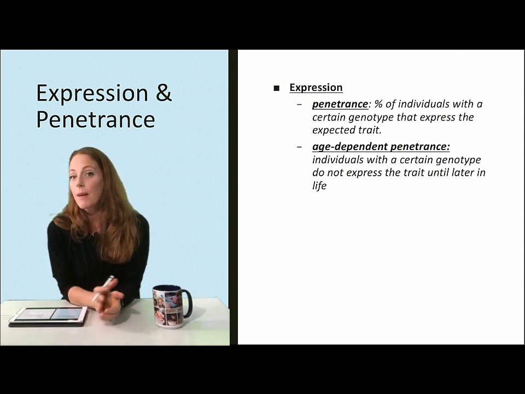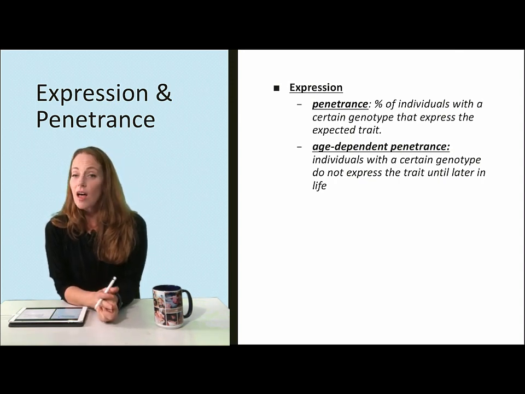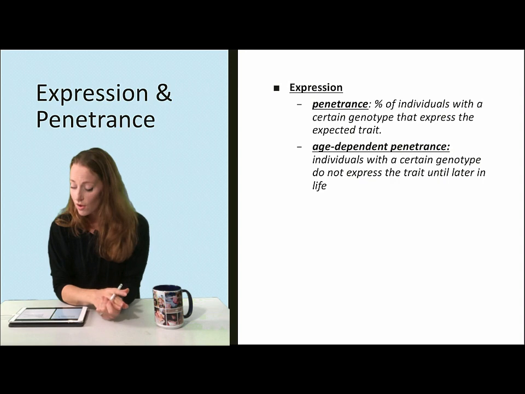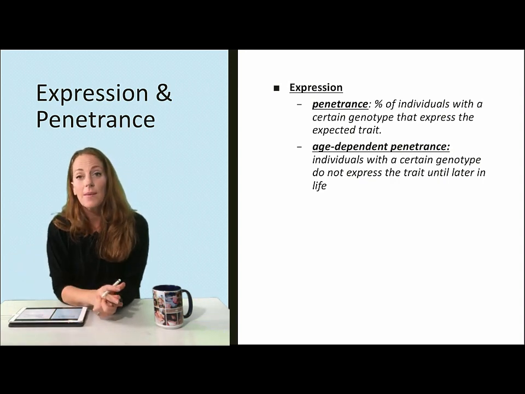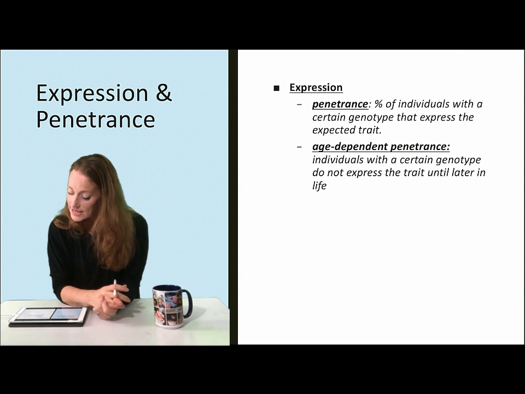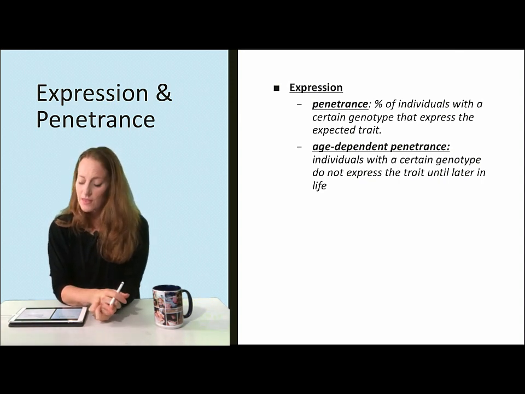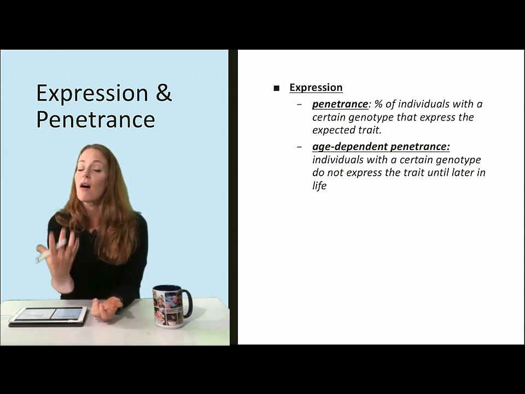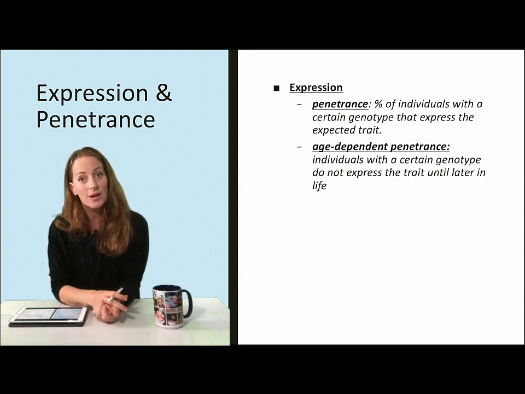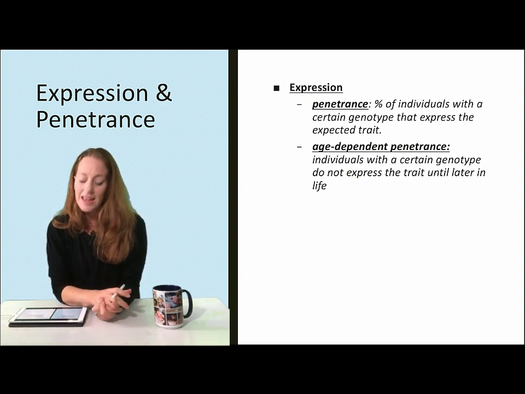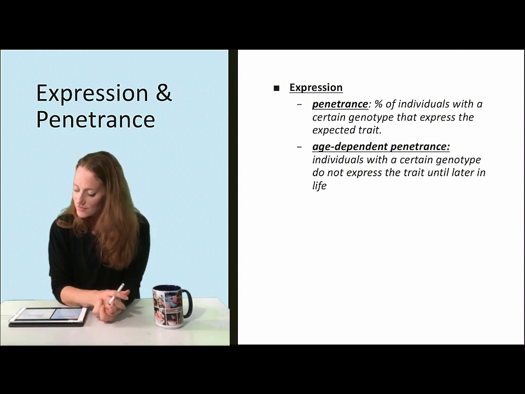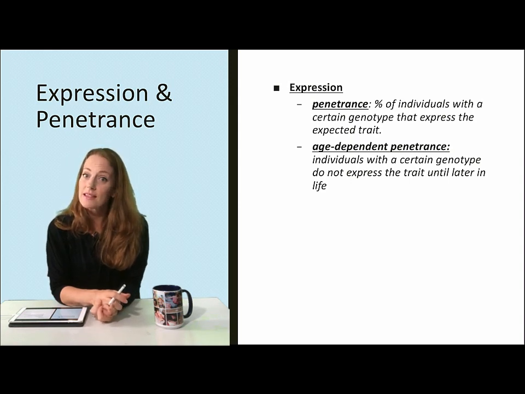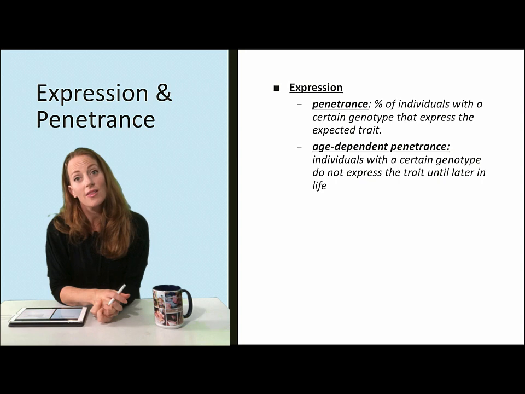Okay. A little bit more about expression of a gene. It's not always this simple, so there actually can range in levels of expression, and we call that the penetrance across the generation. So the penetrance is the percent of individuals with a certain genotype that express a certain trait. So how strong is the expression of that trait? And then there's also age-dependent penetrance, and that is individuals with a certain genotype may not actually express the trait until later in life, and we certainly see that with some genetic diseases and other conditions.